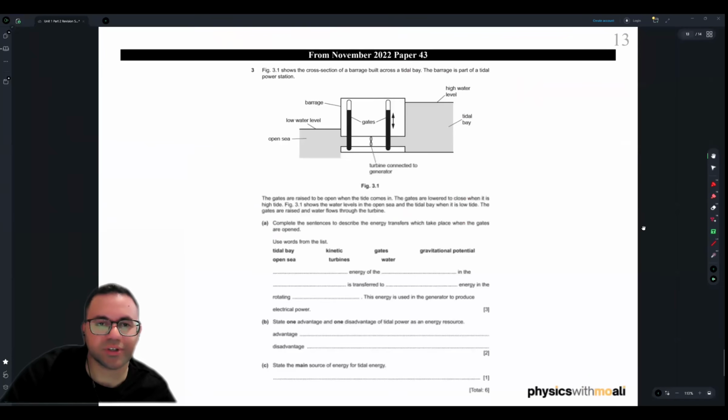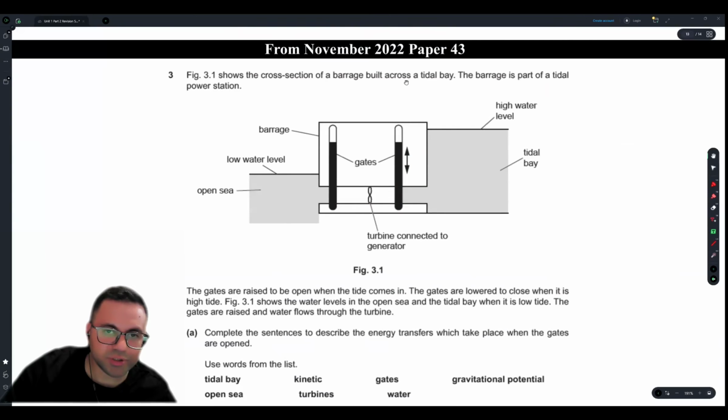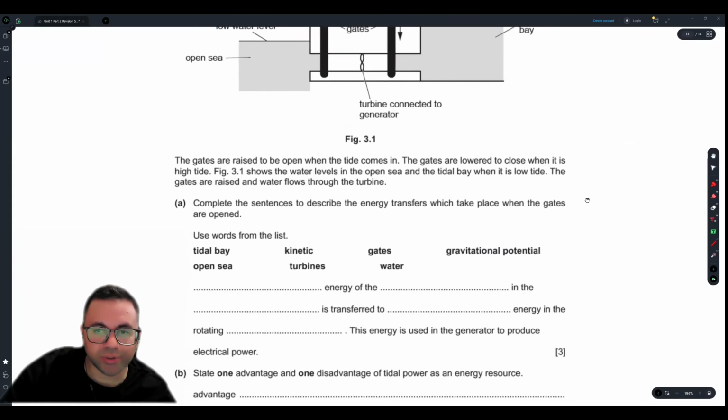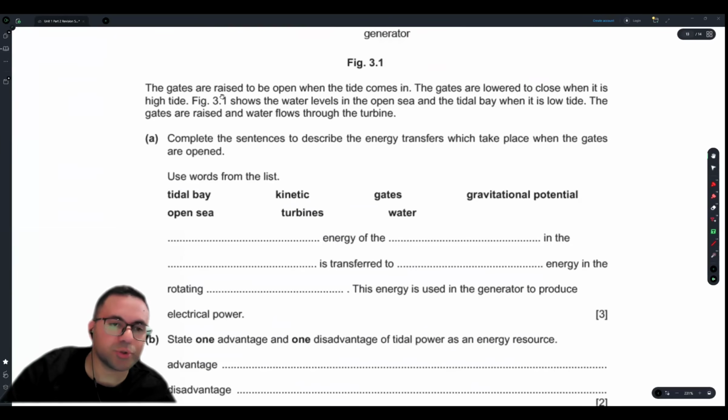Let's finish this up by solving a question or two. Figure 3.1 shows the cross-section of a barrage built across a tidal bay. The barrage is part of a tidal power station. The gates are raised to open whenever the tide comes in. The gates are lowered to close when it's high tide. Figure 3.1 shows the water levels in the open sea and the tide bay when it's low tide. The gates are raised and the water flows through the turbine. Complete the sentences to describe the energy transfers that take place.